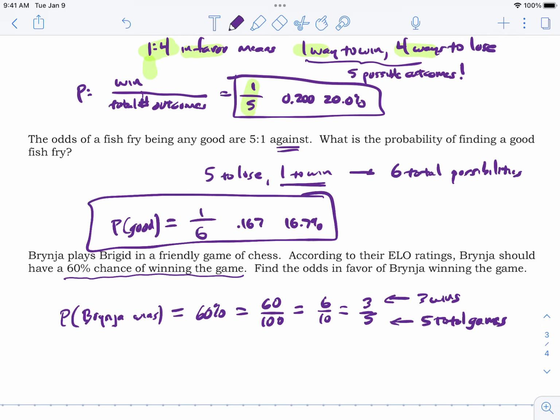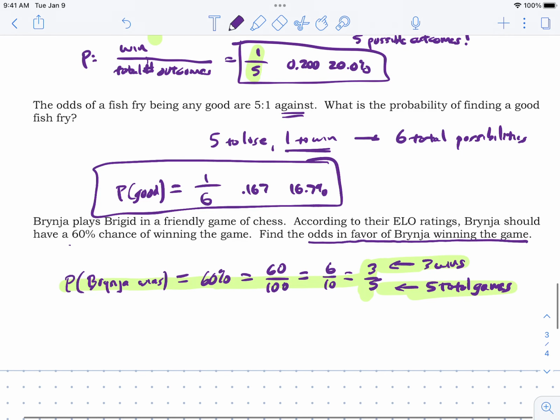That's what probability means. It's the number of wins over the total number of outcomes. Okay, so that's just interpreting what they said. They said 60% chance of winning. That means a 3/5 chance of winning. That means 3 wins out of 5 total games. That's what that all means. Cool. What do they want? What they want is odds in favor of Brynja winning. Okay, odds in favor. They didn't trick us by talking about Bridget instead. I like that. We're talking about Brynja still. So odds in favor for Brynja, I'll say.